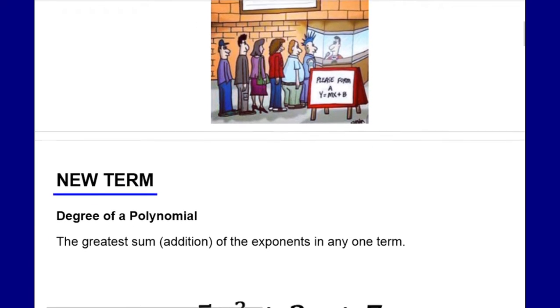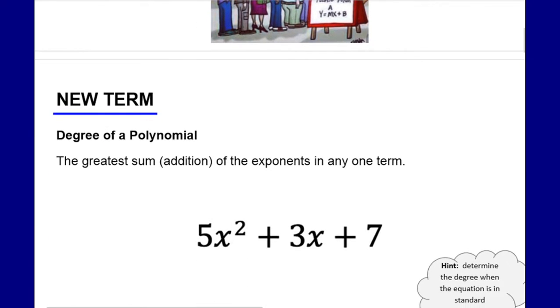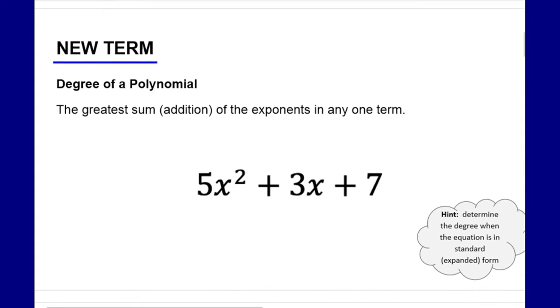We are going to introduce a new term. Now you may have seen this term before, possibly in grade 9, but if not, we're just going to kind of recover it, and that term is the degree of a polynomial. So we've talked about polynomials before. In previous lessons, we've looked at adding and subtracting them. Basically, it's just a bunch of terms separated by addition or subtraction. So we could have an equation or a function that is a polynomial. Now the degree of that polynomial is the greatest sum or addition of the exponents in any one term.